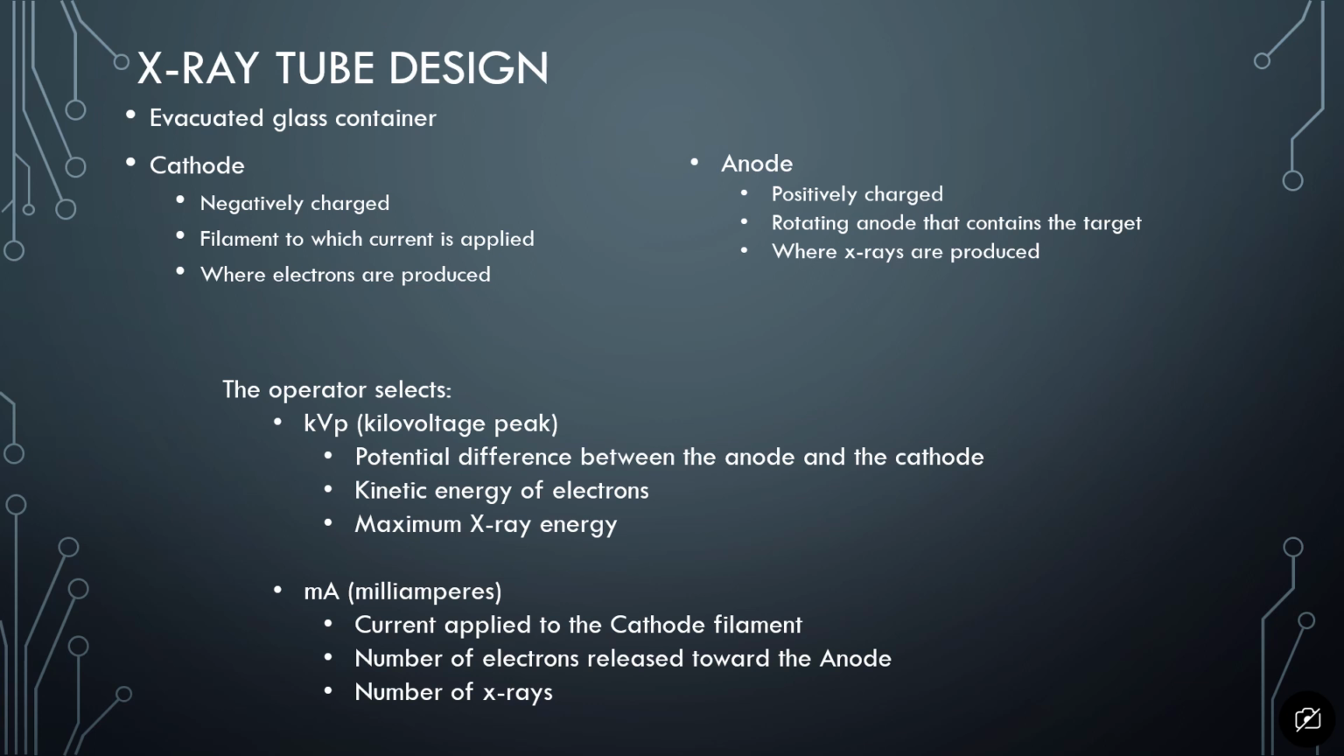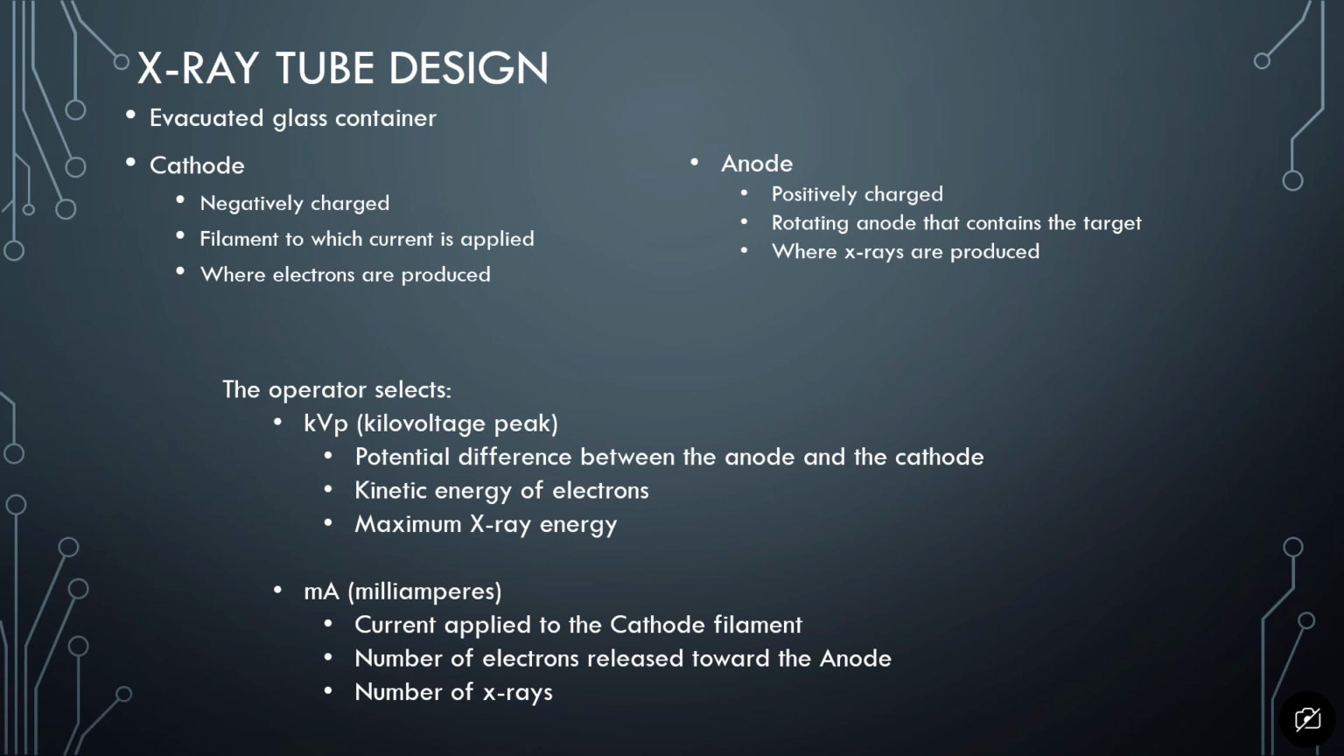The anode, on the other hand, is positively charged. It's typically made of tungsten or some other heavy metal like that. It has a rotating anode most of the time. The newer ones will have a rotating anode that contains the target material, such as tungsten. And this is where the X-rays are actually produced.